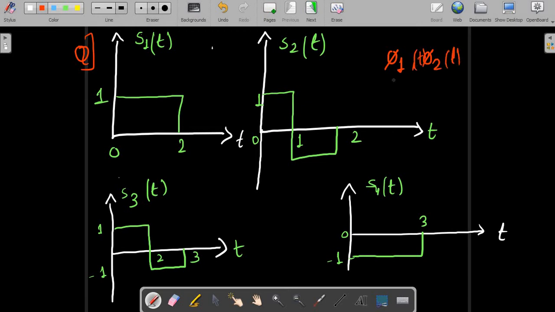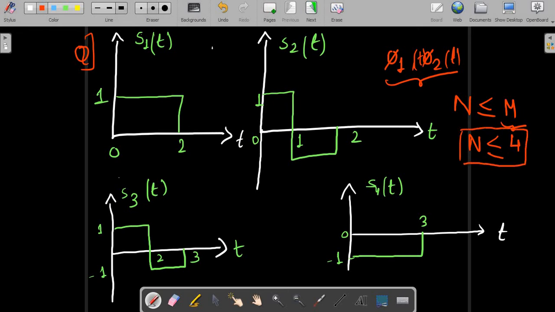As we also know, the number of orthonormal basis functions will always be less than or equal to M, where M is the number of signals. Our number of signals is 4, so our N will be less than or equal to 4. So we will see whether 3 or 4 basis functions will be required.